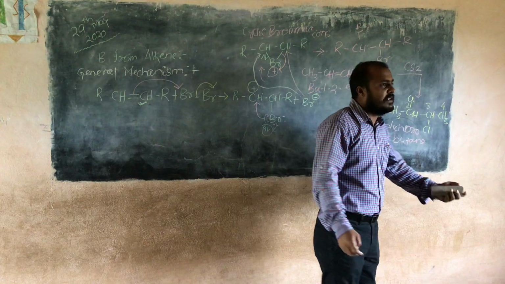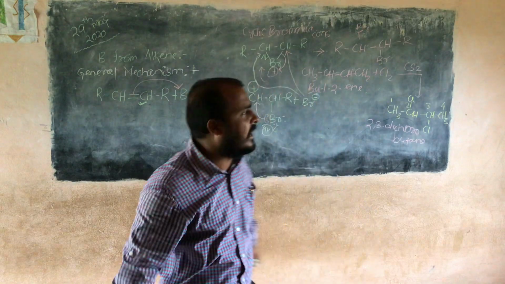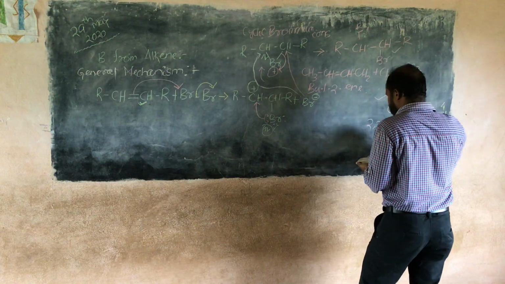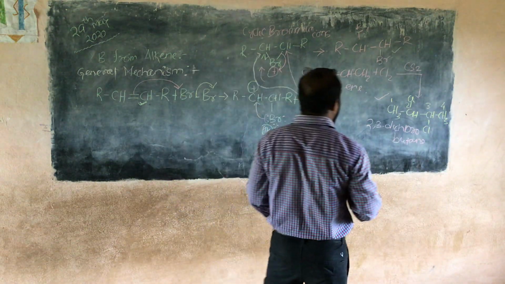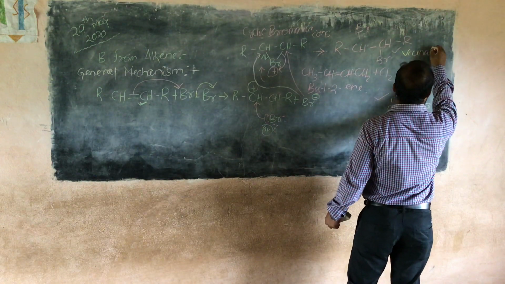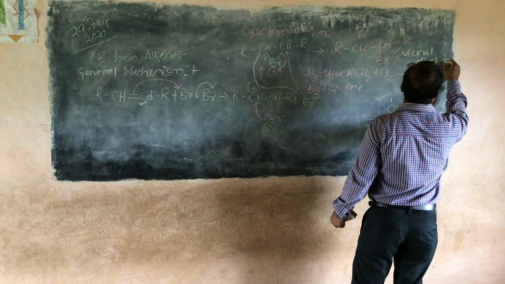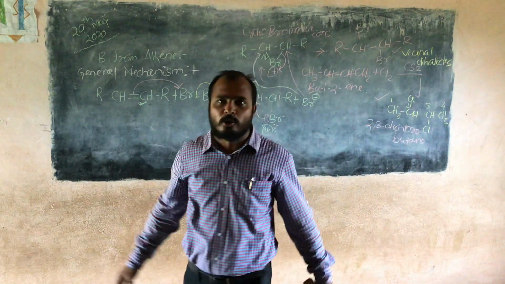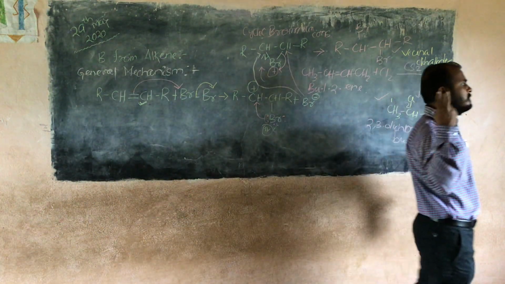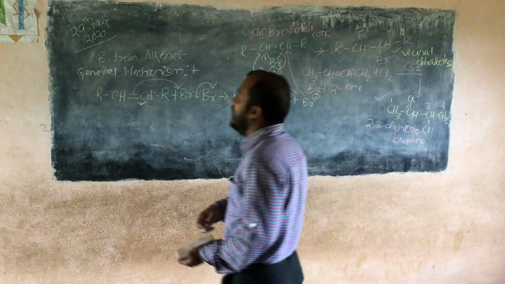When halogens are present on the adjacent carbons, 1 and 2 carbons, they are known as vicinal dihalides. So this as well as this, all are known as vicinal dihalides. Vicinal means 1,2, geminal means 1,1. So vicinal 1,2, di means 2, halides means there are 2 halogens. That's why its name has become vicinal dihalides.